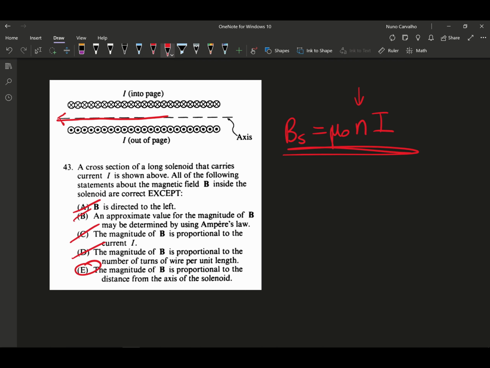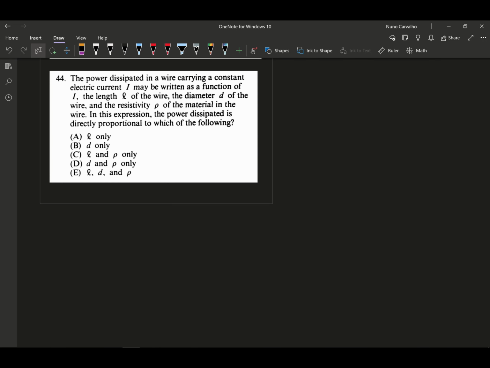Number 44, we're told that the power dissipated in a wire carrying a constant electric current I may be written as a function of I, the length L of the wire, the diameter D of the wire, and the resistivity rho of the material in the wire. In this expression, the power dissipated is directly proportional to which of the following. So when we say directly proportional, that means if we can come up with a formula for it, we expect it to be directly proportional to anything that has an exponent of 1, and it's going to be in the numerator, I guess, is the easiest way to say it.